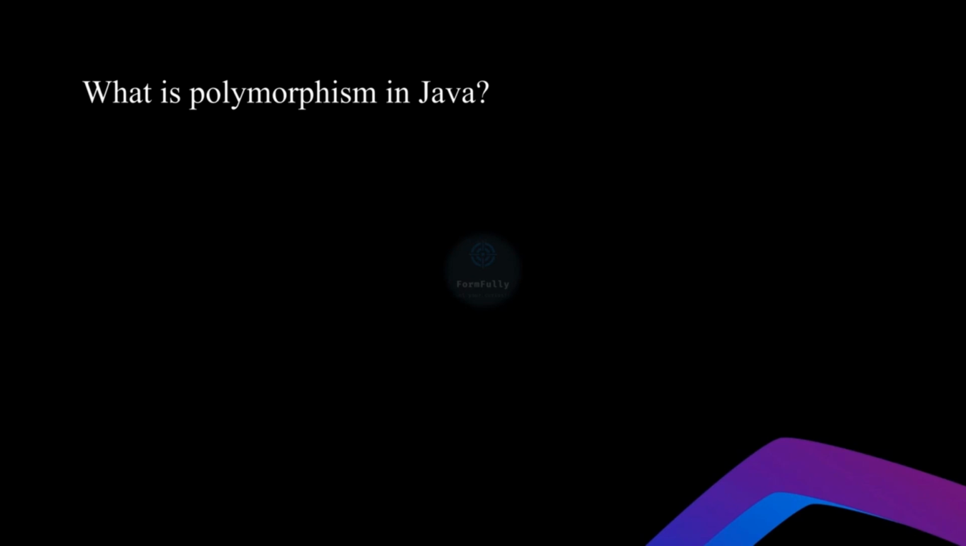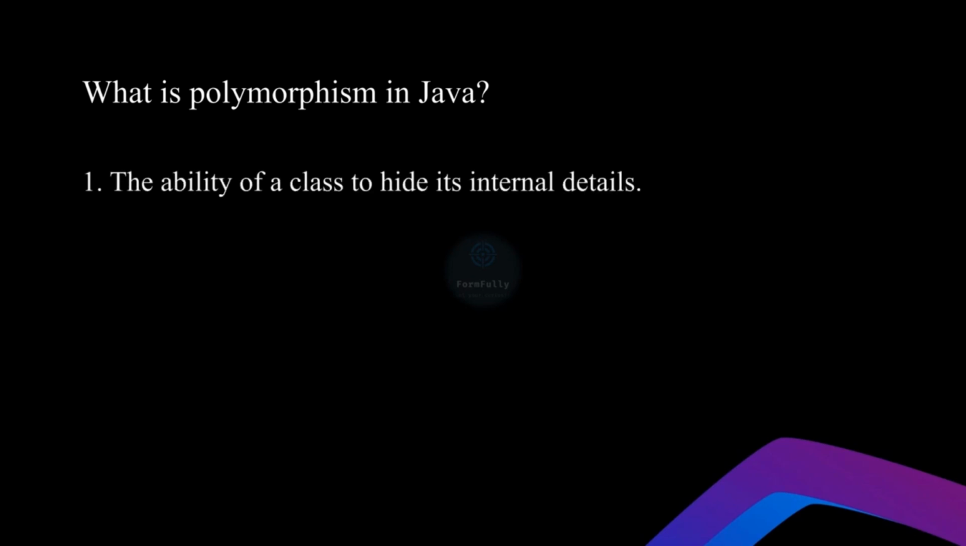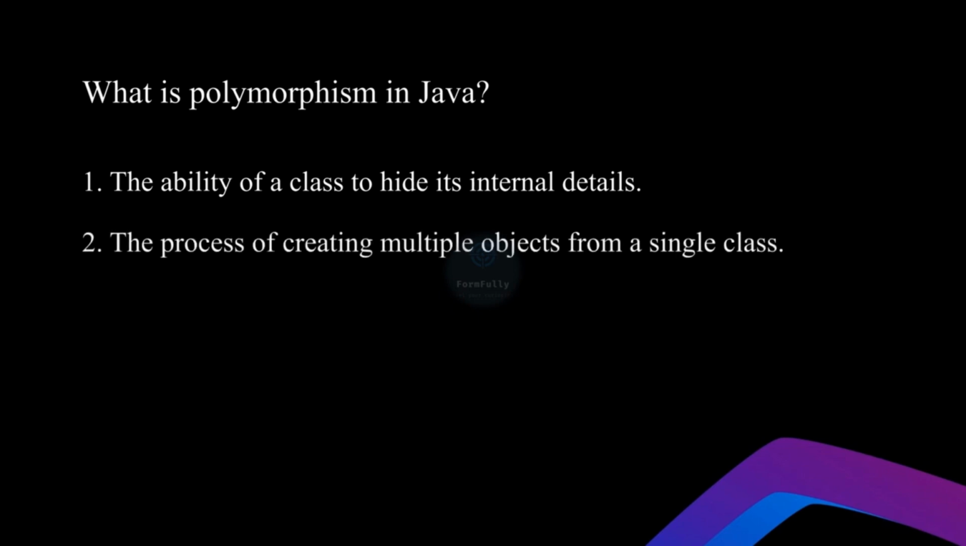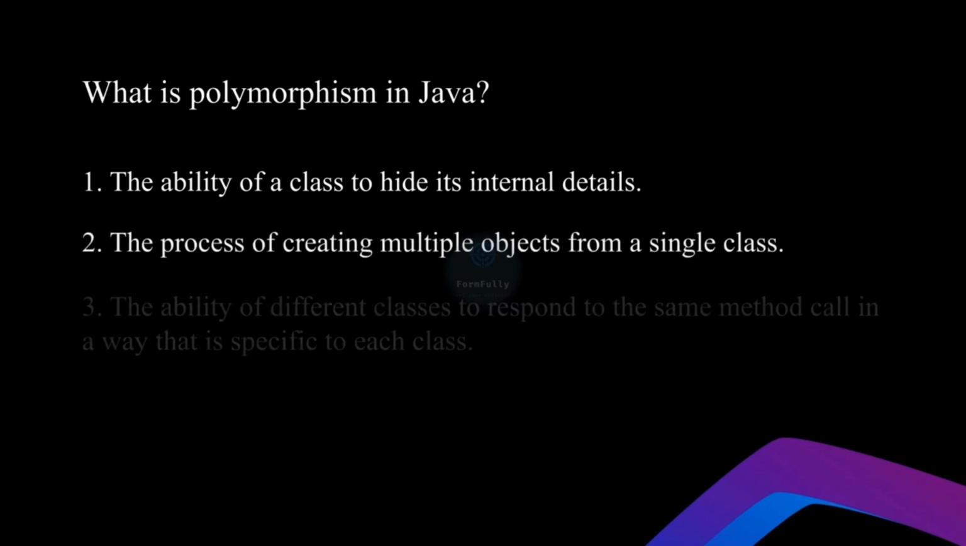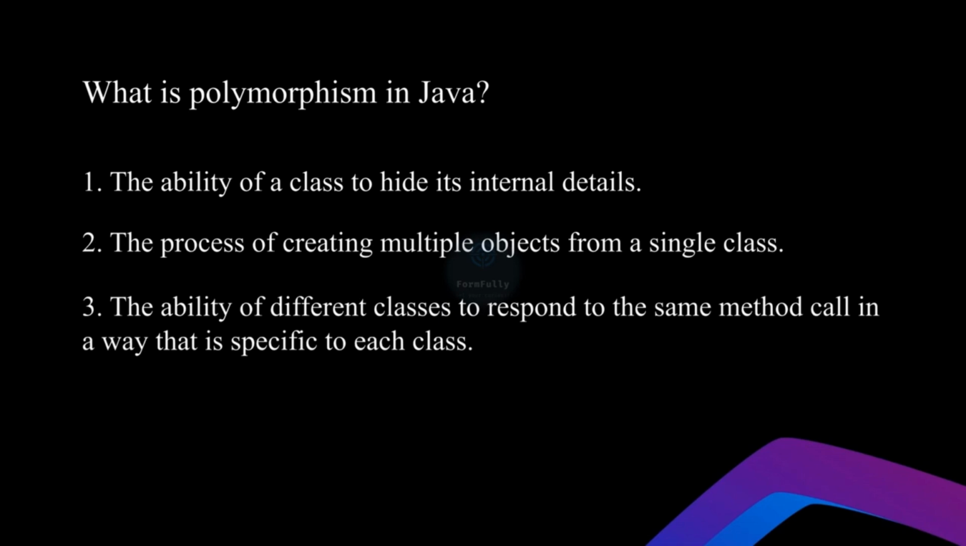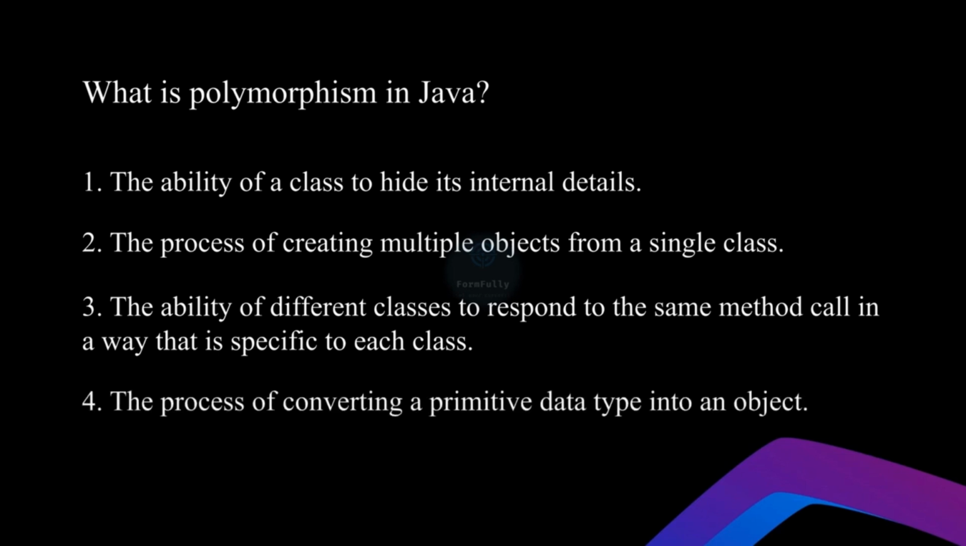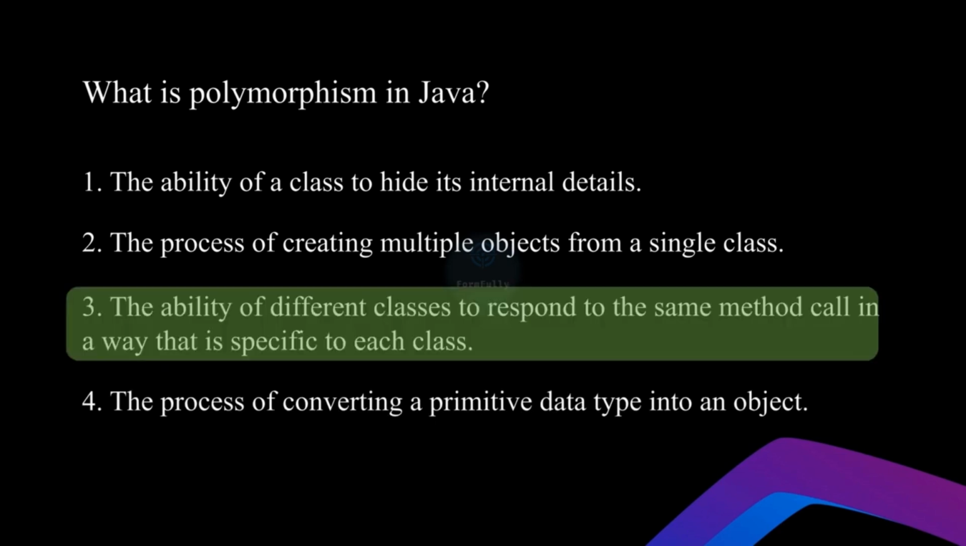What is polymorphism in Java? The ability of a class to hide its internal details, the process of creating multiple objects from a single class, the ability of different classes to respond to the same method call in a way that is specific to each class, the process of converting a primitive data type into an object. The ability of different classes to respond to the same method call in a way that is specific to each class is the correct option, because polymorphism enables you to write code that can work with the object of different classes in a consistent way. It is achieved through method overloading and method overriding.